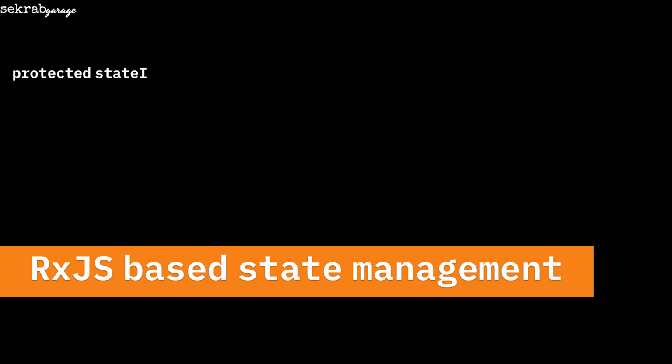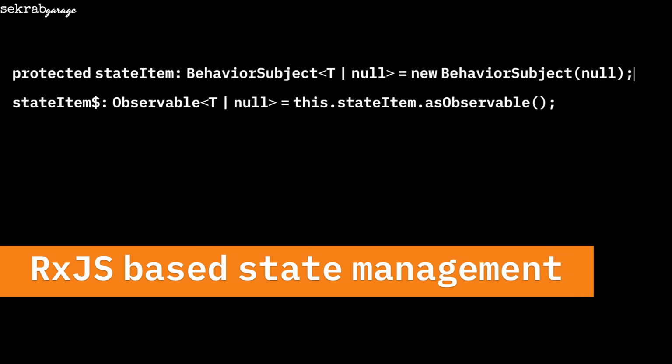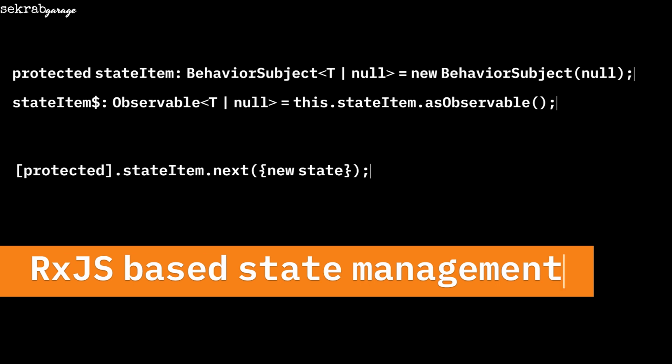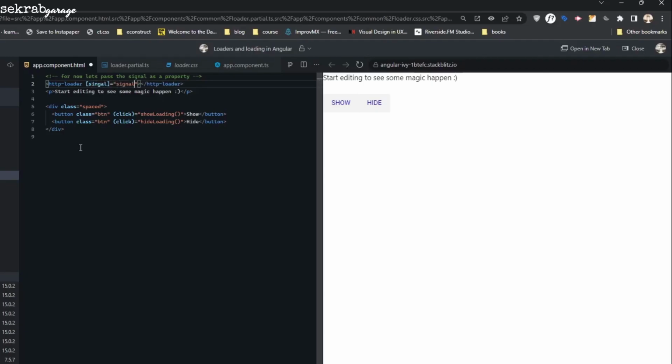In RxJS-based state management, we need the following pattern: a local behavior subject and an observable. The behavior subject is used to keep state progressing. The observable watches the subject and reacts to it, so our mimicking functions will call next with true and false accordingly. Then we listen to the observable and pass it to the HTTP loader component.